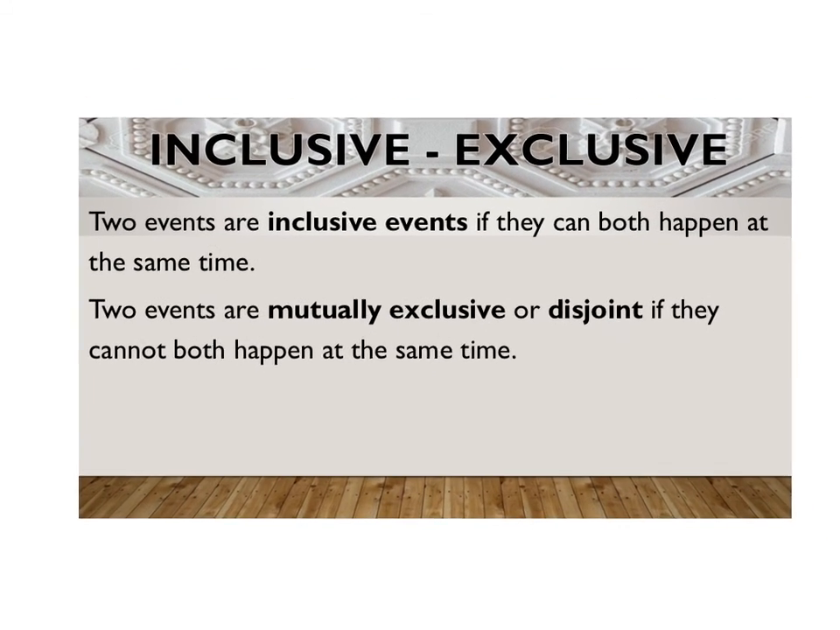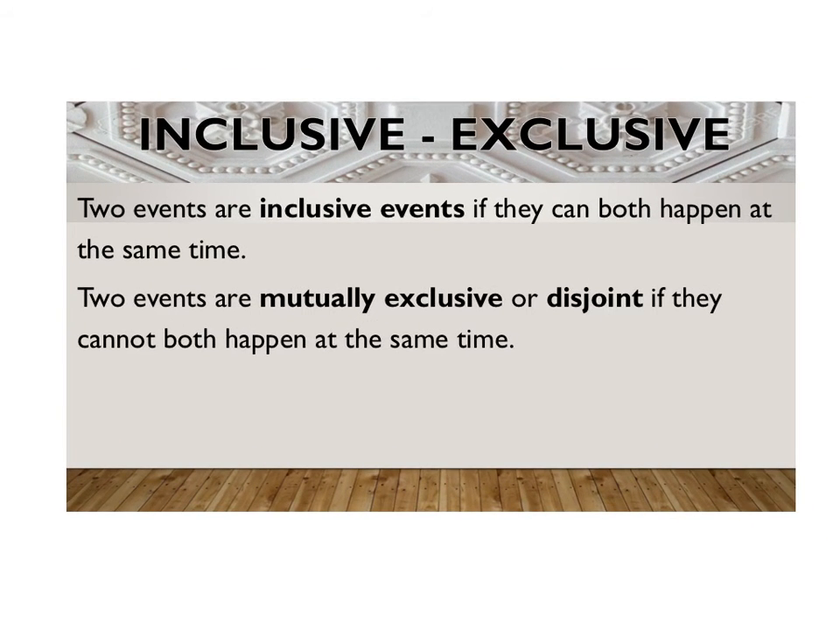All right, inclusive and exclusive. 2 events are inclusive if they can both happen at the same time. So, the probability of rolling a die and getting a number greater than 2, and the probability of getting a 4. 4 is greater than 2. They can happen at the same time. By drawing a 4, you get both a 4 and a number greater than 2.